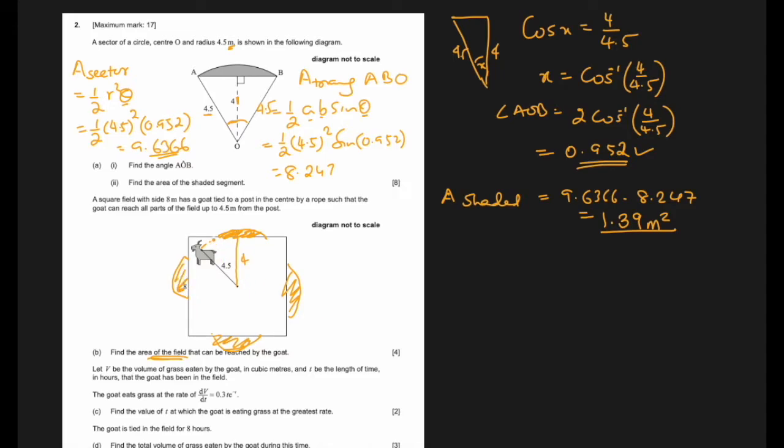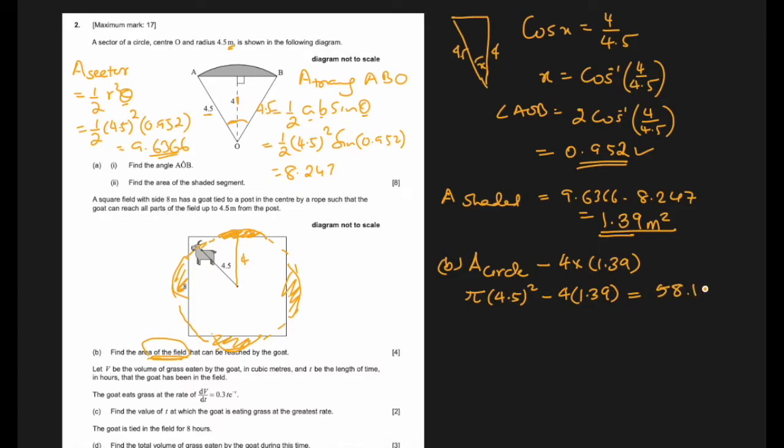So this goat will go outside in four corners like this. What will we do? We'll find the area of the circle the goat covers. This is the circle it will cover. Out of that we'll subtract the four extra areas and we'll get the area of the field reached by the goat. So this is our B: the area of the circle of the goat, minus four times this area of 1.39. The area of a circle is pi r square, where r is 4.5, the goat's rope, minus 4 times 1.39, which, if I round it off, is almost 58.1 meter square if we subtract the four shaded parts.